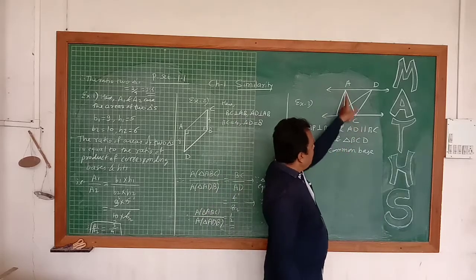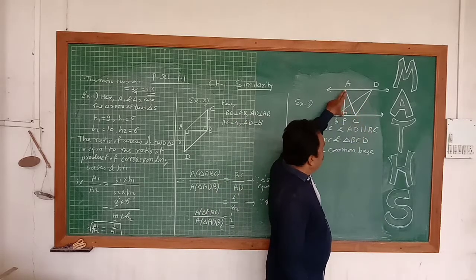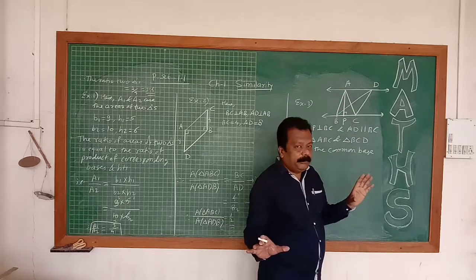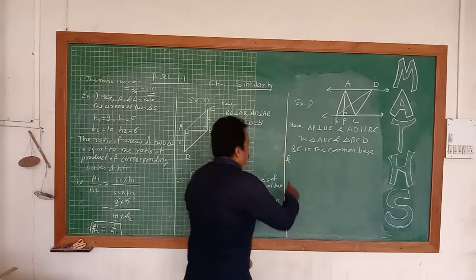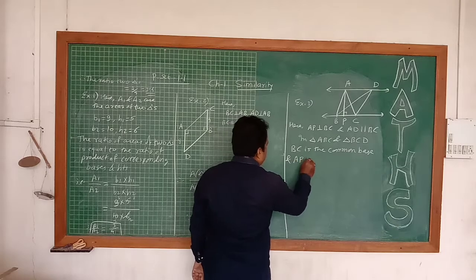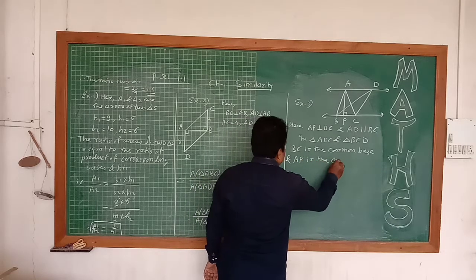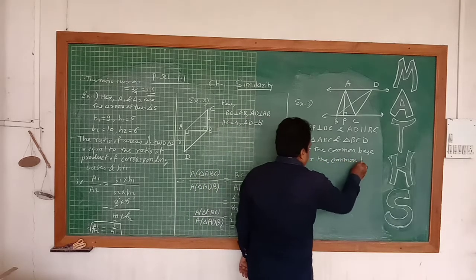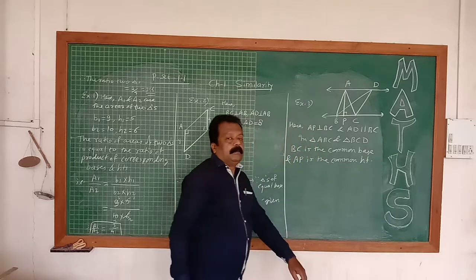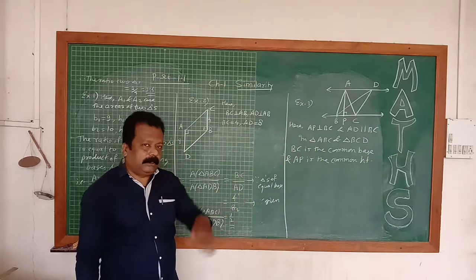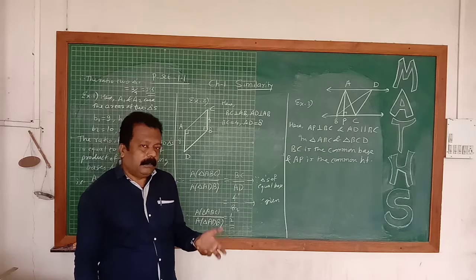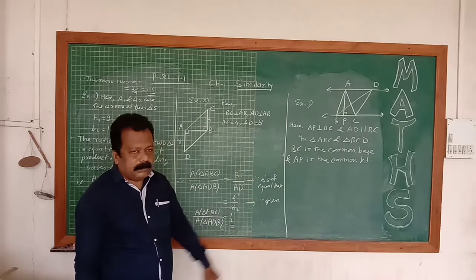So the height of triangle ABC and triangle BCD is everywhere like AP only. So the common height is AP. Try to understand. Please try to understand. Otherwise, in other words, I will explain afterwards, after this method is finished.